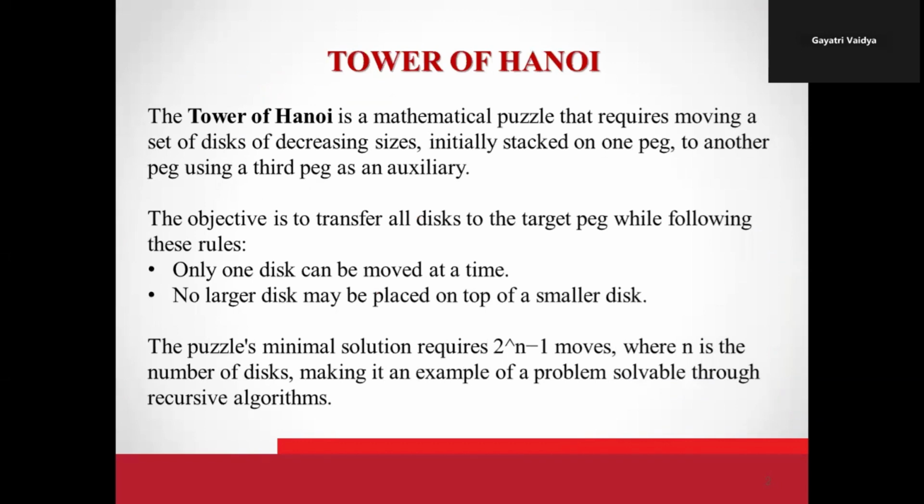The rules are: only one disk can be moved at a time. No larger disk may be placed on top of a smaller disk. The puzzle has a minimal solution requiring 2^n - 1 moves, where n is the number of disks, making it an example of a problem solvable through recursive algorithms.